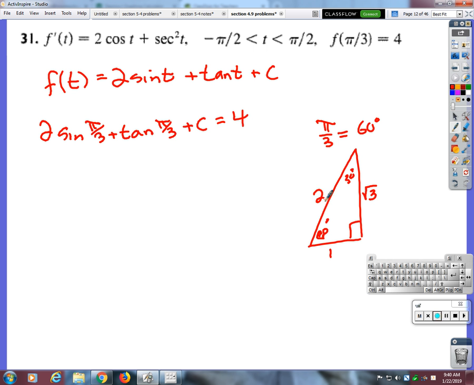Okay. So to figure out the sine of pi over 3, sine is opposite over hypotenuse. So in this case, that would be root 3 over 2, plus the tangent of pi over 3 is opposite over adjacent, muy bien. So that would be root 3 over 1, or just plain old root 3, plus c equals cuatro. Okay, so what does c equal?